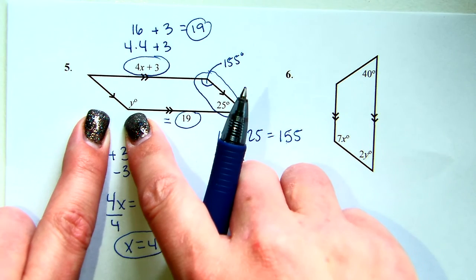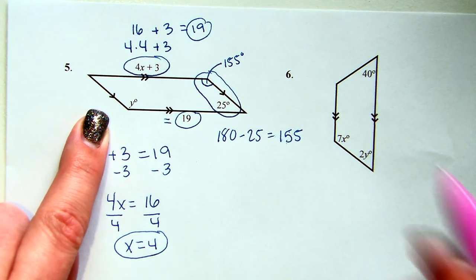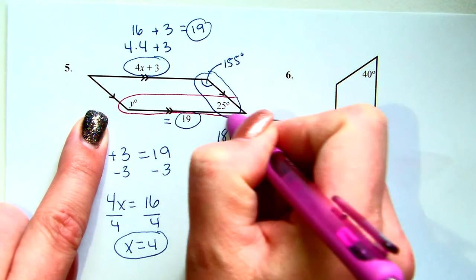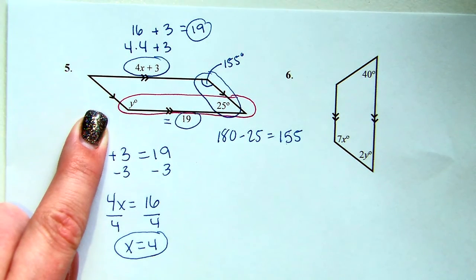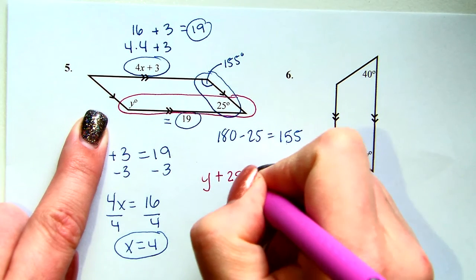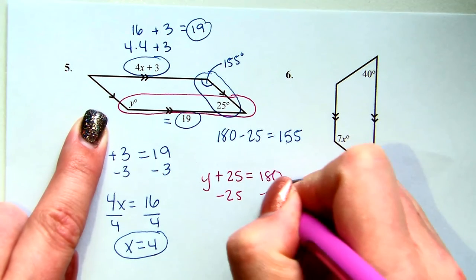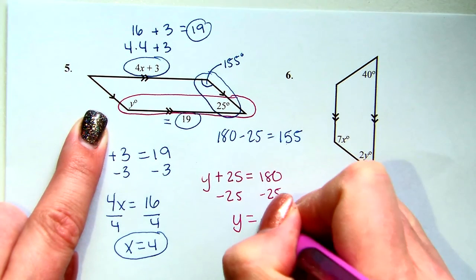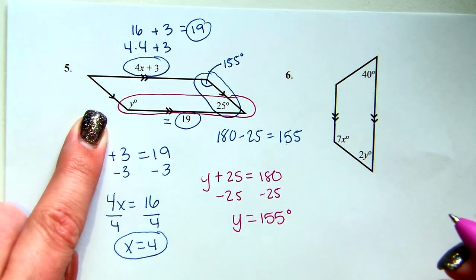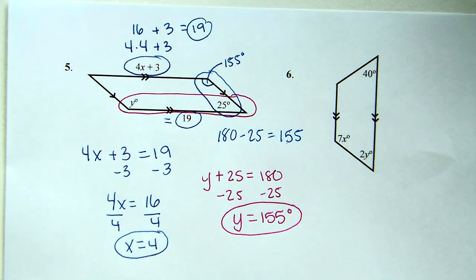Now we could also prove that by, and I'm going to use a different pen for this, assuming that this pair as well is also supplementary. So I can also set it up as y plus 25 equals 180. We can minus the 25 from both sides, giving us y equals 155 degrees. And again, we need to include that degrees notation because it's a degree. Otherwise, it's just a number.